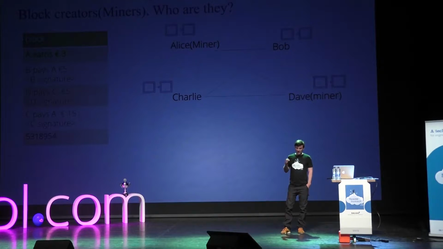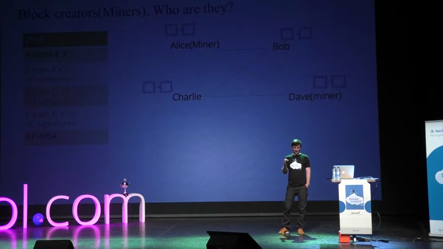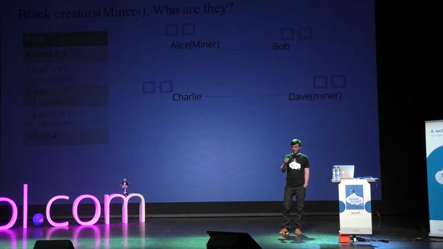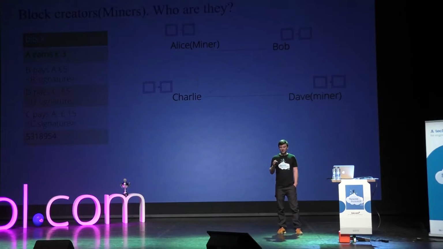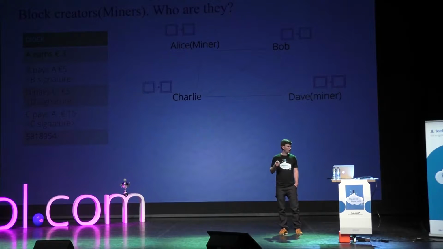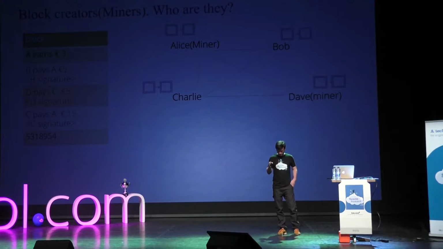Who are those miners? Actually, any node can become a miner. It does not matter. All nodes in the network can be miners. So what do they do? They try to solve these computational problems. And the beauty of blockchain is that the nodes compete with each other in order to find this number. So in this case, Alice was faster than Dave, for example, and she got a small reward for spending her CPU, her electricity, and finding this number. This is how proof of work works.